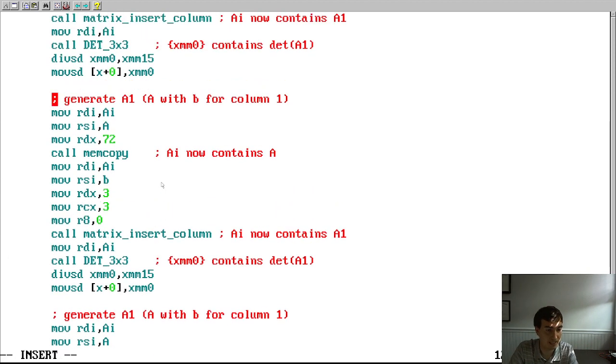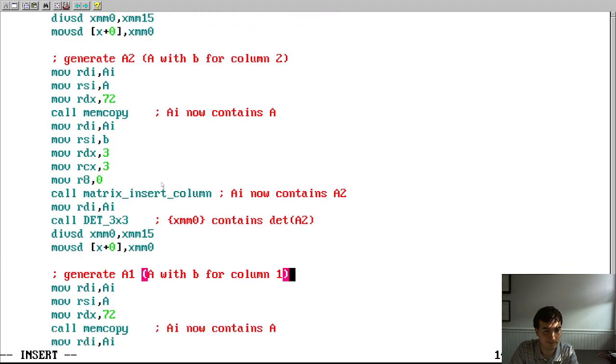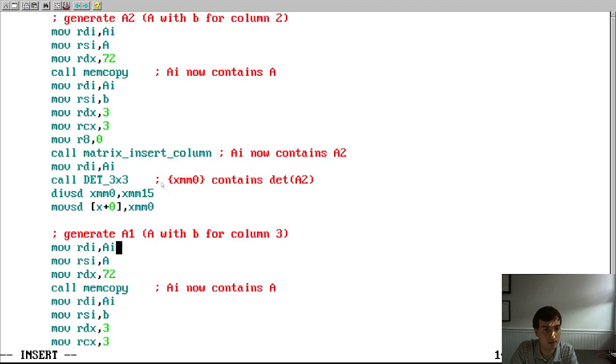So just copy and paste that really quick. Generate A2, column 2. Just change the comments really quick. Column 3.